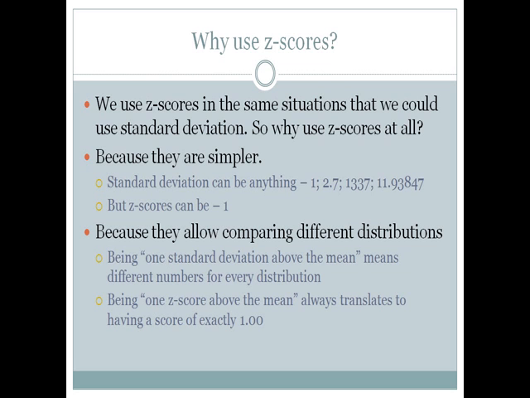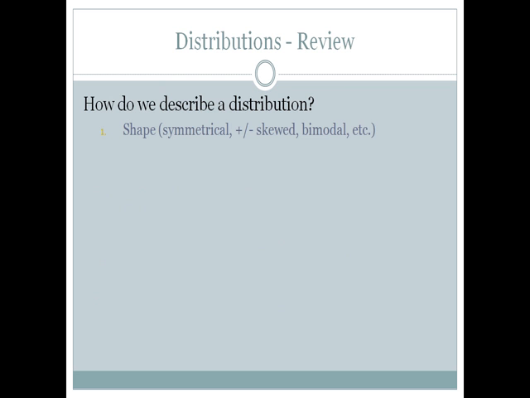The most important thing about z-scores is that they allow comparing different distributions. Being 1 standard deviation above the mean can mean different numbers for every distribution, but being 1 standard deviation above the mean always corresponds to a z-score of exactly 1. We'll go through some examples in a minute to put this into context.